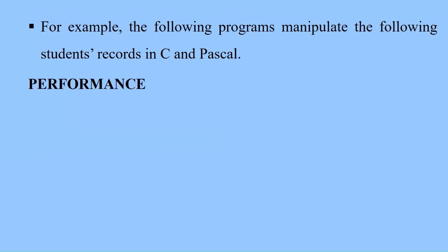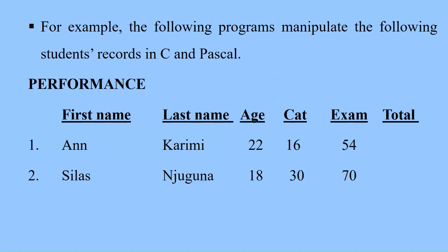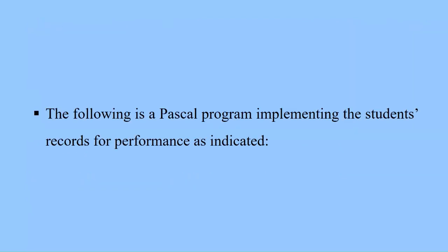So our record or our structure is called performance. It has first name, last name, age, cut, exam, and total. First record is Anne Karimi, age 22, cut 16, exam 54. Second record is Silas Jogona, 18, 30, 70. Third record is Mary Atieno, 35, 21, 60. So those are the three records. But then we are going to compute total.